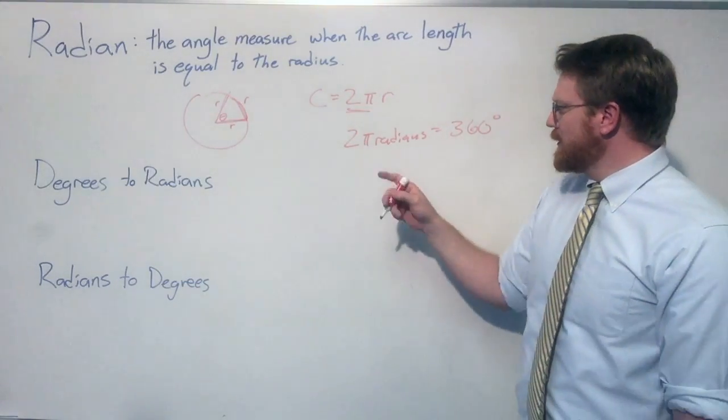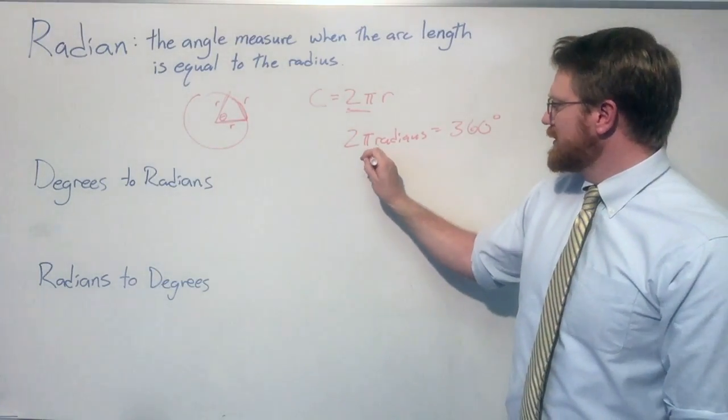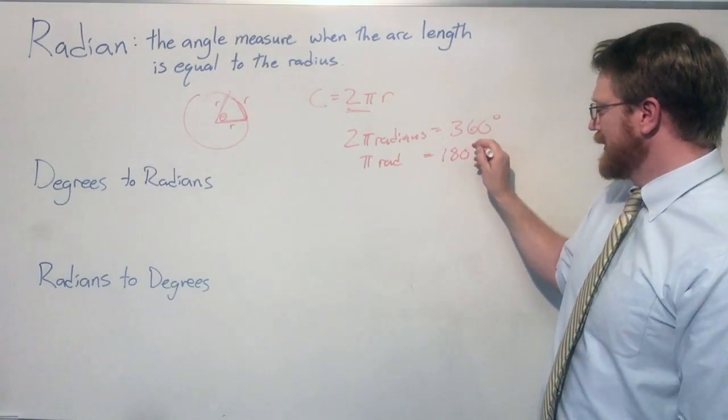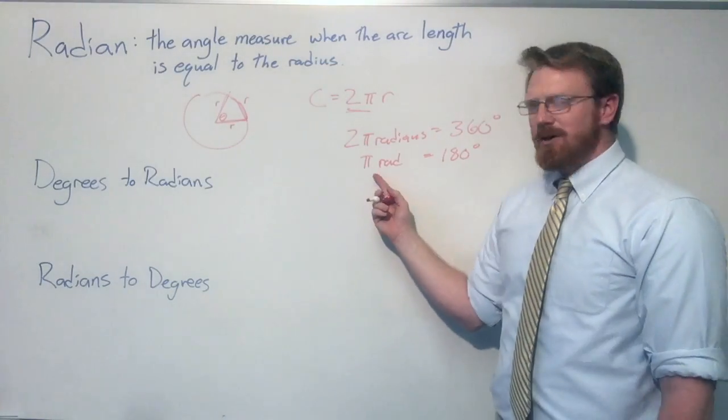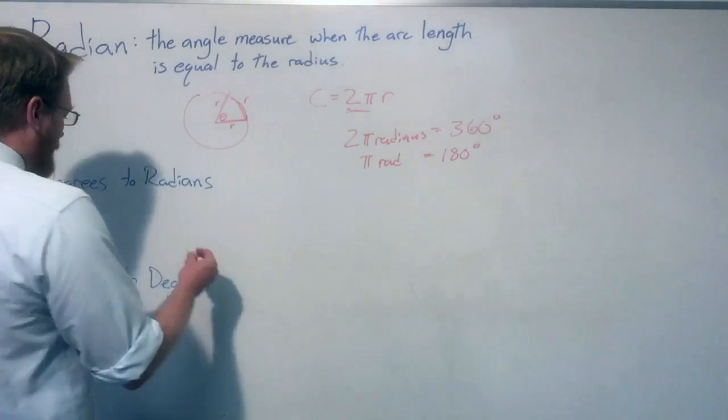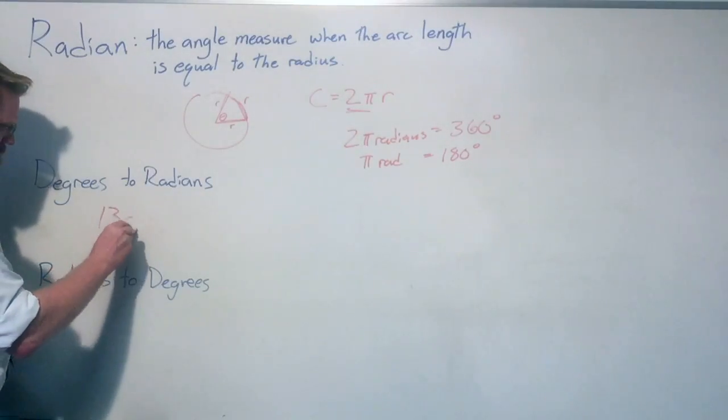Now they cut this down a little bit. They're both divisible by 2. We usually see pi radians equal to 180 degrees. And if we cut that down any further, we'd start getting fractions of pi, so it doesn't really go further than that. Degrees to radians, let's say I got 130 degrees in play.